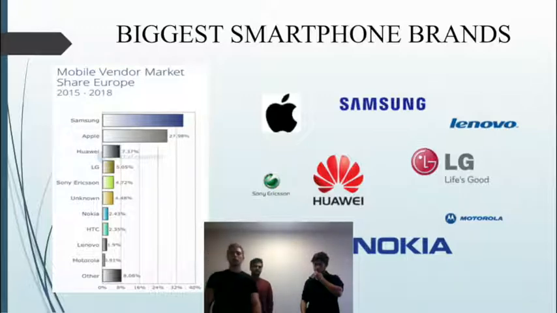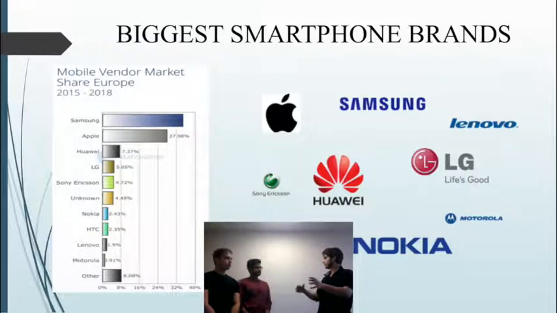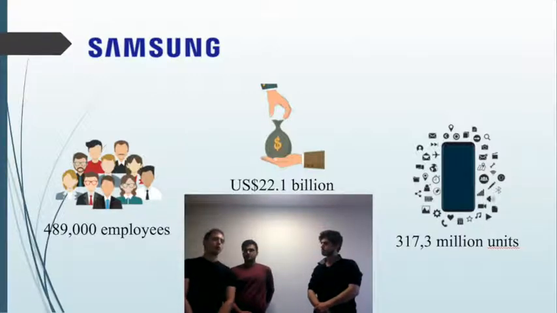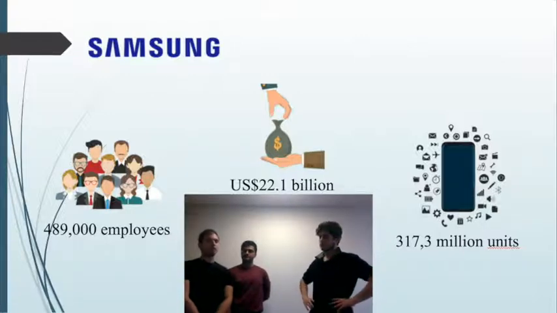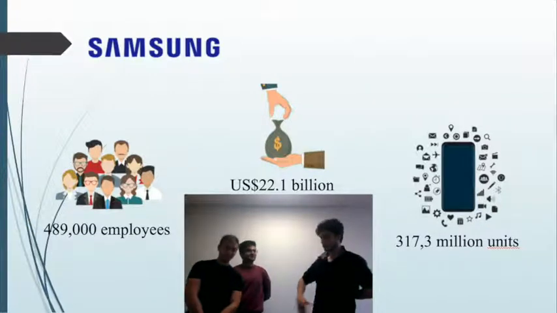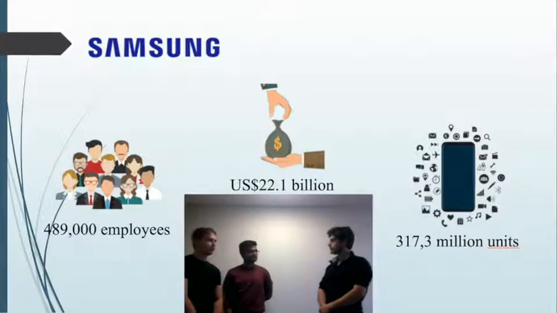And if we talk about the sales and other stuff, employees and their factories, how is that? Samsung, how many employees do they have? Samsung has 89,000 employees, and the net revenue? Samsung has $22.1 billion revenue, and the net sales amount is 317 million units. Samsung is the biggest smartphone brand in the European Union.